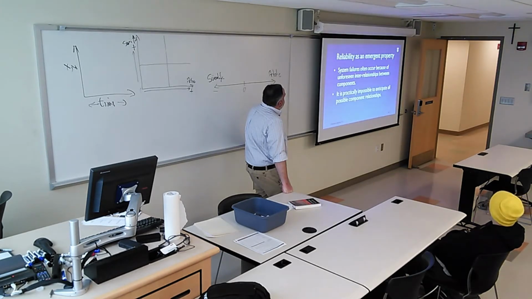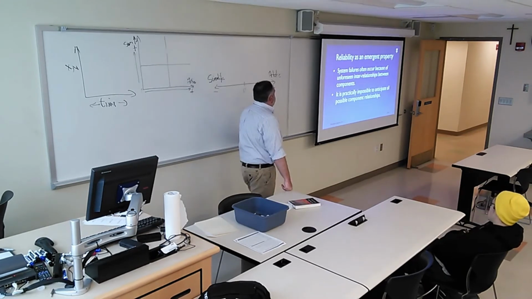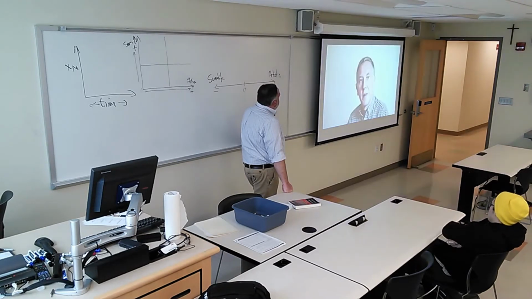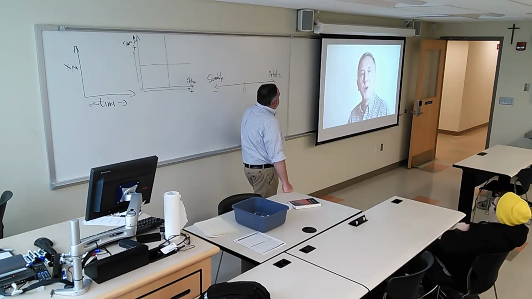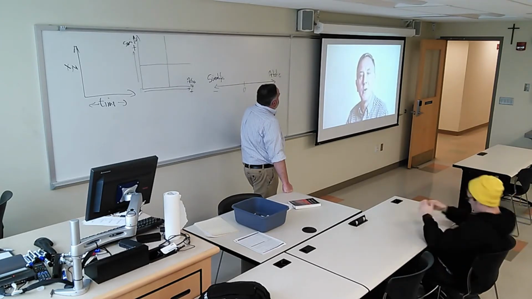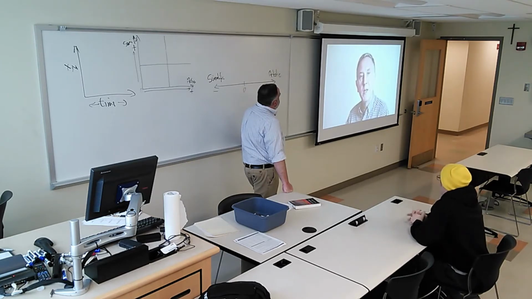Let's look at reliability as an emergent property. We know that reliability depends on the interrelationships between components, and when we have unforeseen or unanticipated relationships, we may get a system failure. Because it's practically impossible to anticipate or understand all potential component relationships in a complex system, we can never be sure that systems will not fail. We must always work on the assumption that there is some kind of failure mode remaining in the system.